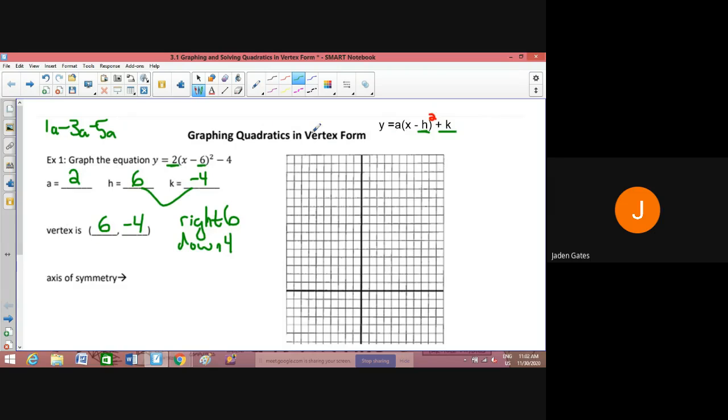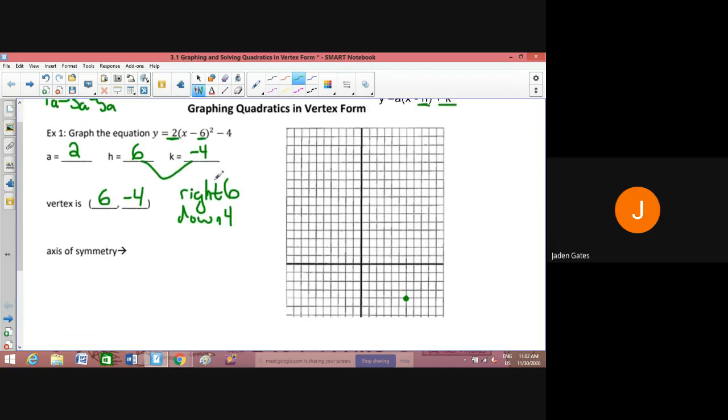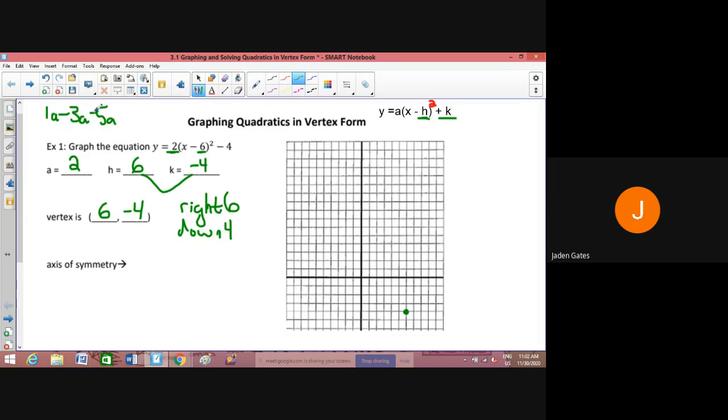So the first thing with a quadratic equation is to graph the vertex. I go over 1, 2, 3, 4, 5, 6, and then 4 down. There we go. Now I need more points to graph an equation in vertex form. So I use my a value, and the steps I'm going to use are 1 times a, 3 times a, and 5 times a. So my steps are: 1 times 2 is 2. The next step would be 3 times 2, which is 6. And then 5 times my a value, which is 10.